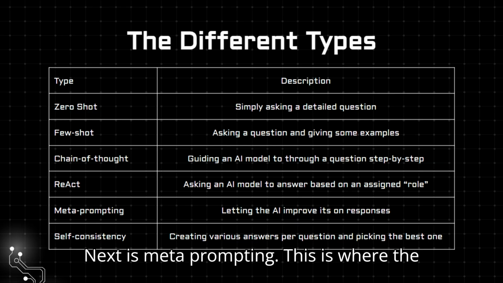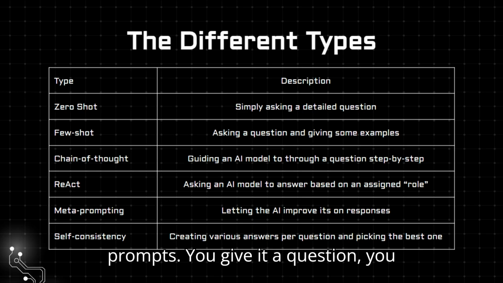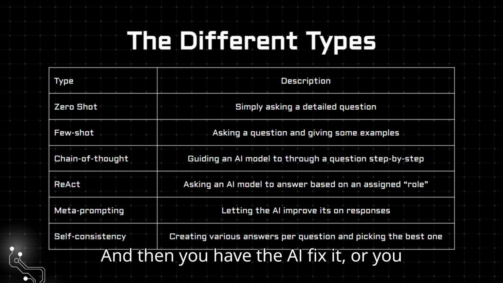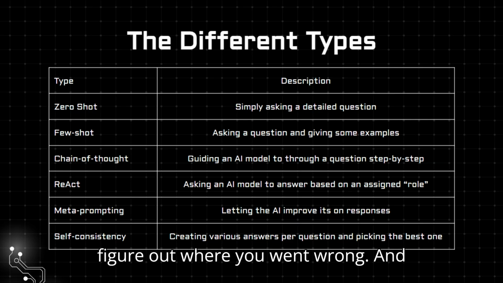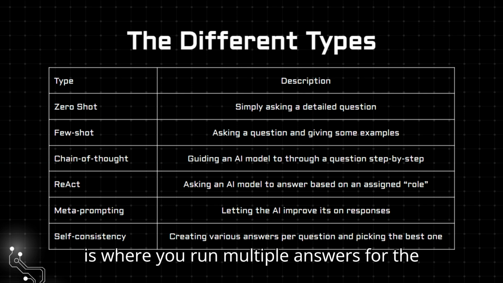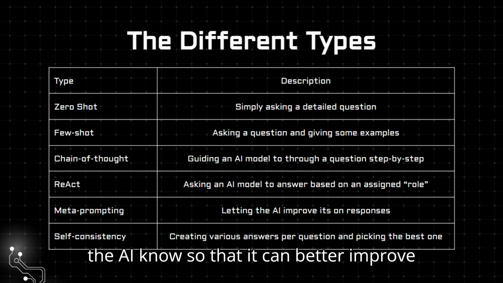Next is meta-prompting. This is where the AI critiques, rewrites, or improves its own prompts. You give it a question, you say, I didn't like this, please fix it, and then you have the AI fix it. Or you say, this didn't quite satisfy, try to figure out where you went wrong. And lastly is self-consistency. This is where you run multiple answers for the same question, pick the best one, and let the AI know so that it can better improve your next result.